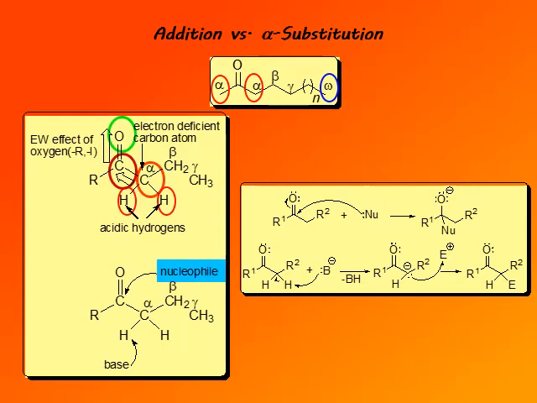So overall, now we can see that carbonyl compounds can undergo two types of reactions. Nucleophile will react with carbonyl carbon. Nucleophile will donate its free electron pair to carbonyl carbon to form a carbon-nucleophile bond, while base will deprotonate alpha carbon. So an electron pair from a base will form a bond to proton, and that will deprotonate alpha carbon.